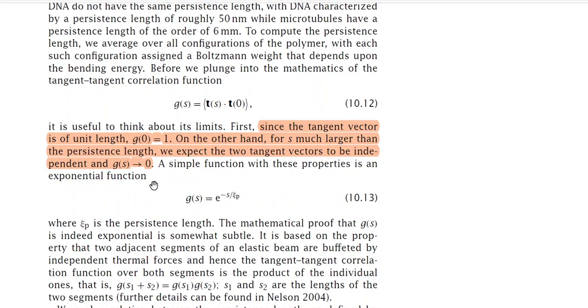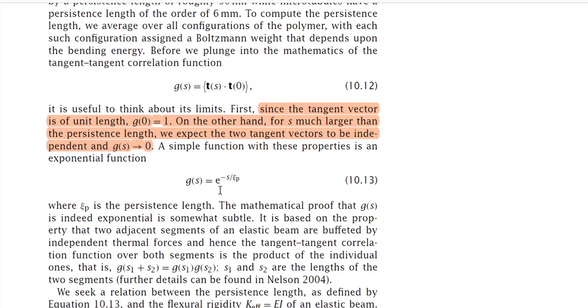To signify this effect, we can write the correlation function in the form of an exponential function like e to the power minus S by epsilon p, where epsilon p is the persistence length. There is a particular proof of it, but we are not going to prove this now. But we have to keep in mind that the correlation function can be approximated as an exponential function.